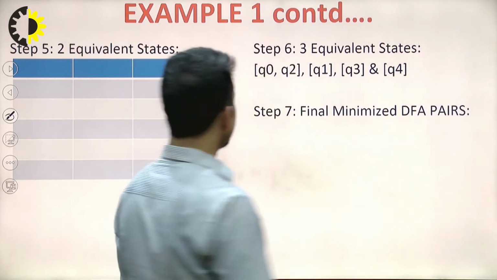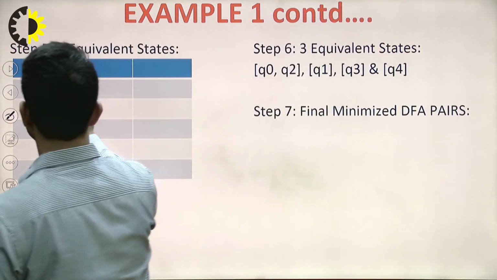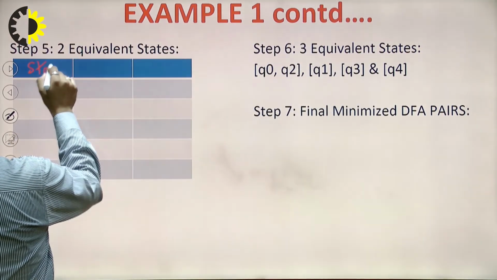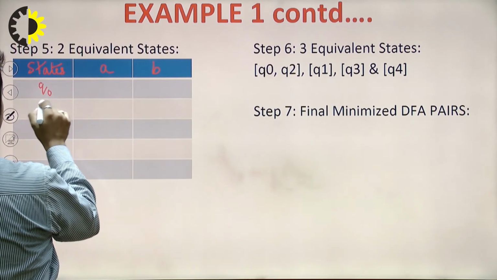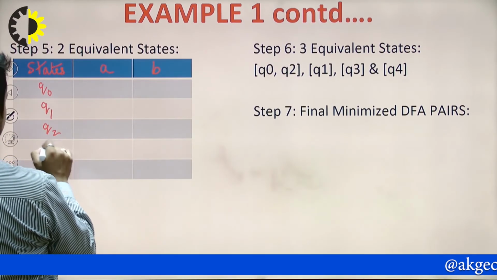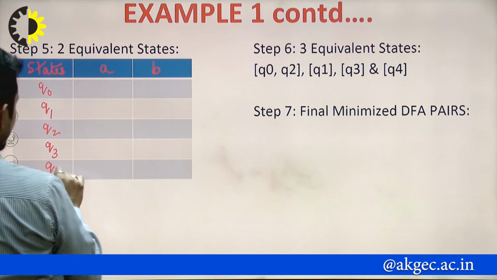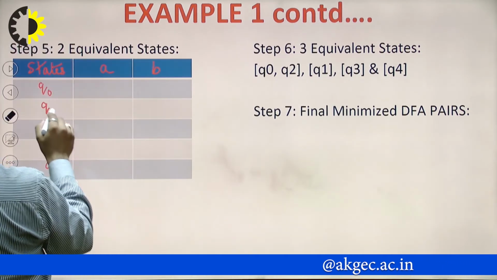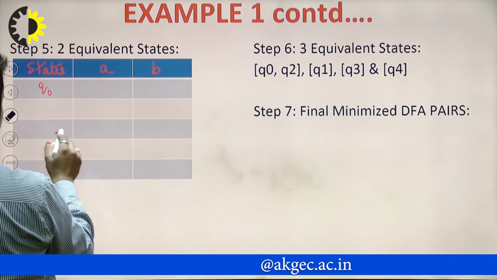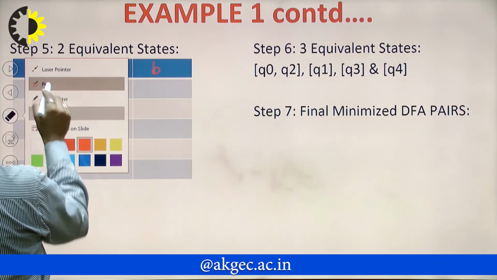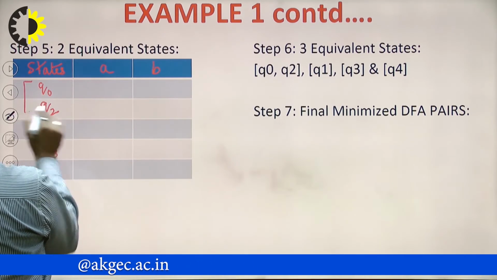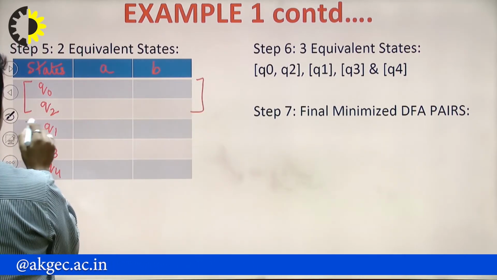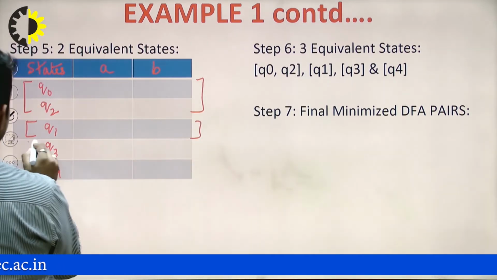Okay. Now, the transition table in step number 5 will be like this. States A and B, Q0, Q1, Q2, Q3, Q4. Okay, sorry. Here a little bit of difference will be there. Okay. Now, Q0 and Q2 will make a pair. But the transitions will be same.